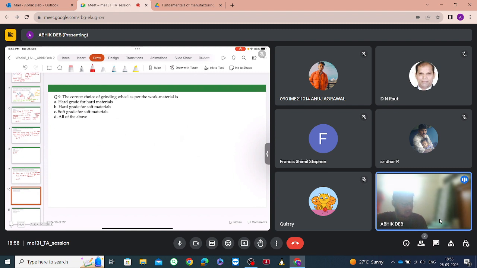The correct choice of the grinding wheel as per the work material is hard grade for hard material, hard grade for soft material, soft grade for soft material, or all of the above. Sir, option B. Yes, option B is the correct answer. But can you tell me why?